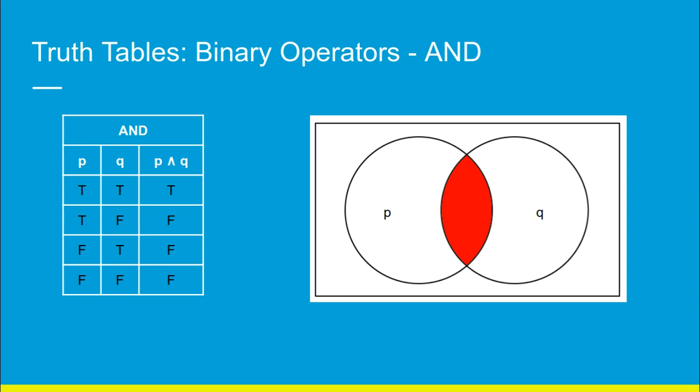So we look at the first row. In the first row, P is true and Q is true. When those two propositions are true, then the result of AND is true, because AND is only true when both propositions are true. Okay? So in every other case, AND is false. If P is true and Q is false, AND is false. If P is false and Q is true, AND is false. If they're both false, AND is false. They must both be true in order for AND to be true. Does that make sense?